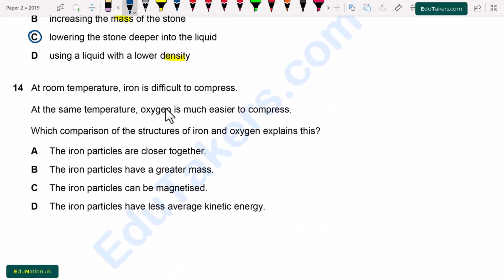Question number 14. At room temperature, iron is difficult to compress. At the same temperature, oxygen is much easier to compress. Which comparison of the structure of iron and oxygen explains this? Option A, the iron particles are closer together. B, the iron particles have a greater mass. C, iron particles can be magnetized. D, the iron particles have less average kinetic energy.